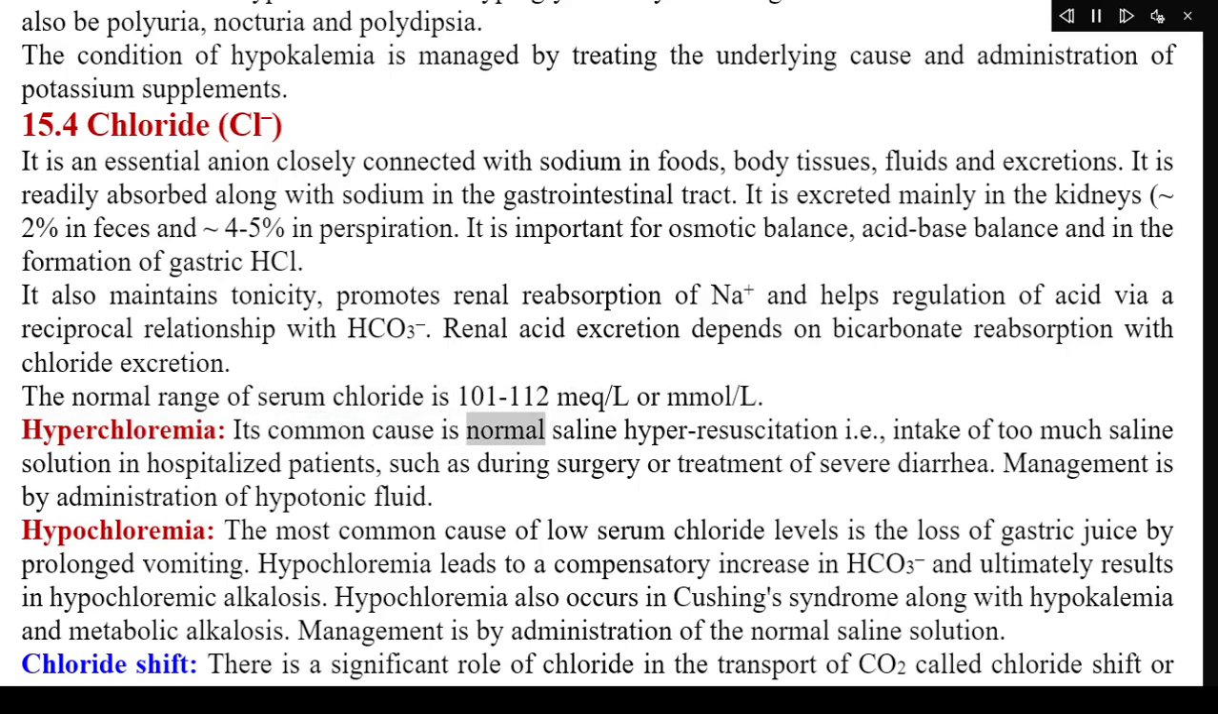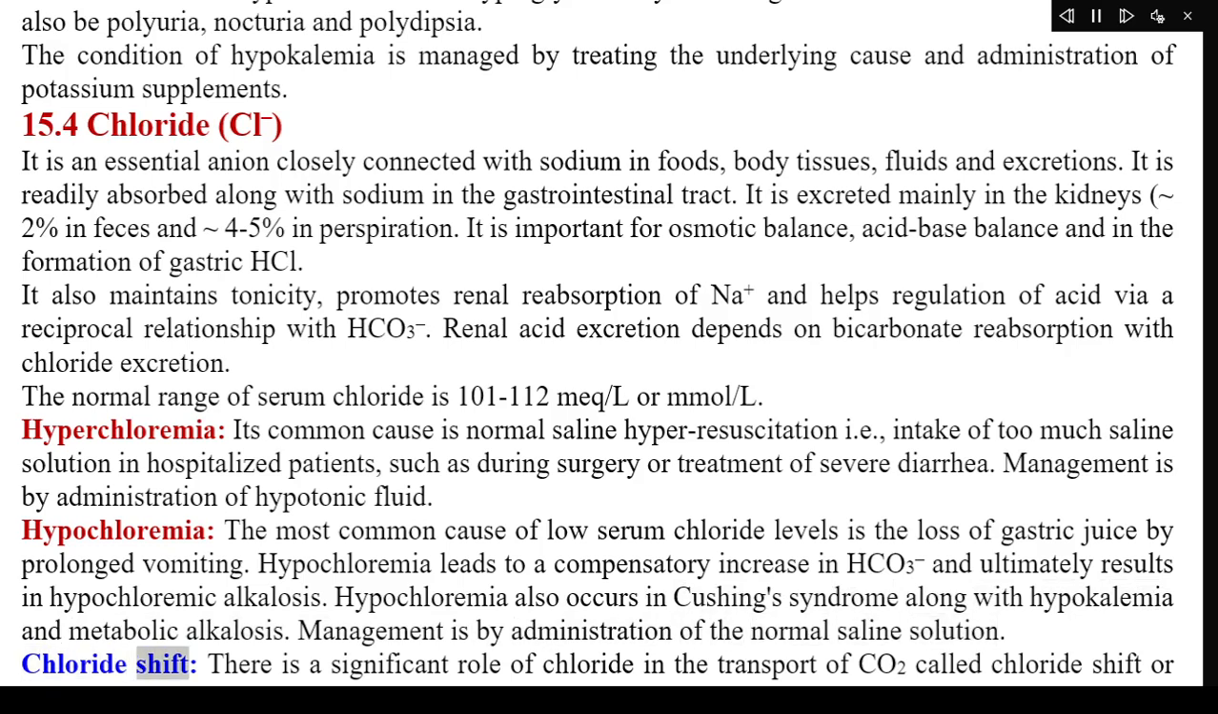Hyperchloremia. Its common cause is normal saline hyperresuscitation, i.e., intake of too much saline solution in hospitalized patients, such as during surgery or treatment of severe diarrhea. Management is by administration of hypotonic fluid. Hypochloremia. The most common cause of low serum chloride levels is the loss of gastric juice by prolonged vomiting. Hypochloremia leads to a compensatory increase in HCO3− and ultimately results in hypochloremic alkalosis. Hypochloremia also occurs in Cushing's syndrome along with hypokalemia and metabolic alkalosis. Management is by administration of the normal saline solution.